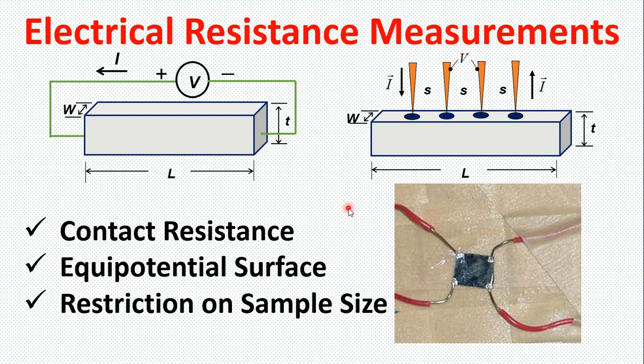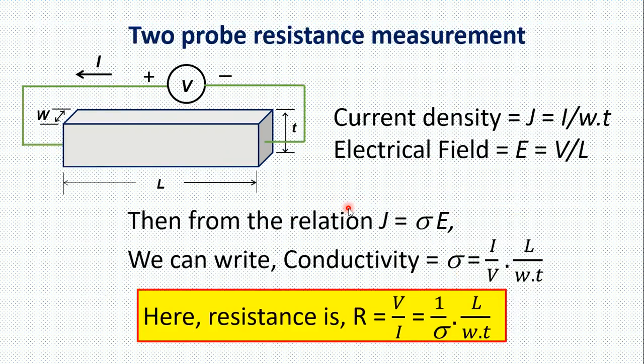Okay, so let's start. First we will discuss two probe resistance measurement. Here, as you can see, this is a rectangular parallelepiped whose length is L, width is W and thickness is T. Here we apply a voltage V and measure current I. If we want to calculate the resistance of this parallelepiped, it is very simple: V divided by I, that is R.